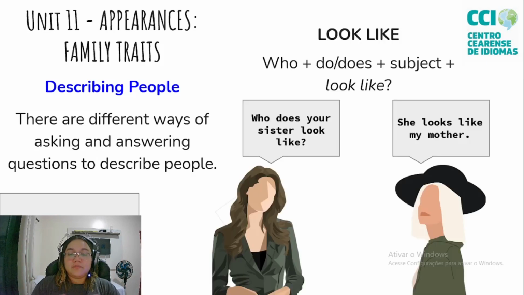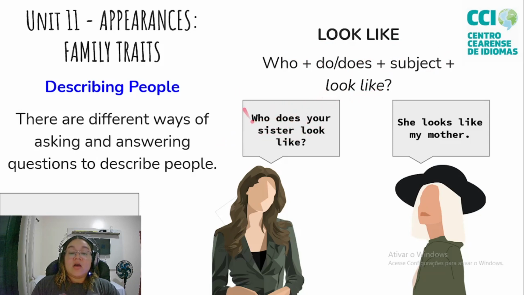I have also this expression here. Who do or does subject look like? So who does your sister look like? She looks like my mother. Who, right? It's here, the double H question. Do or does will vary depending on the subject. The subject here is sister, so it's does.